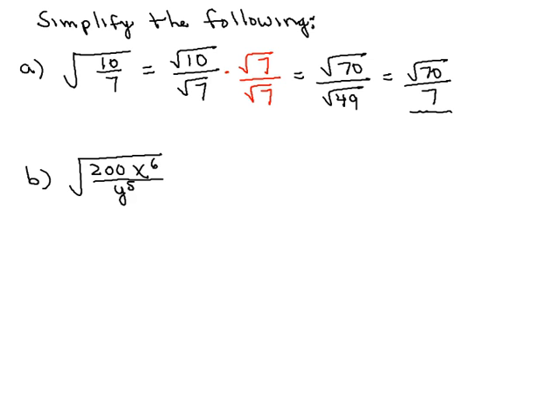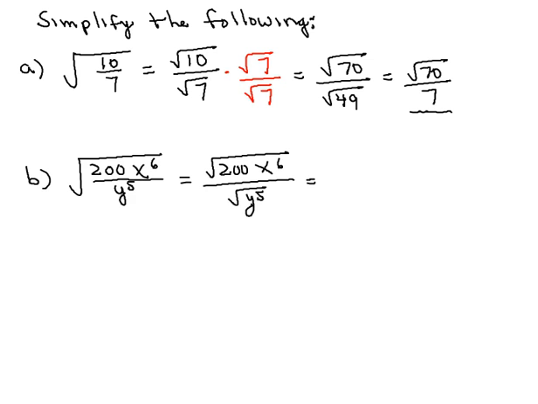And our second example, again, let's look to see if we can reduce that fraction inside, which we're not able to do. So we'll rewrite this then as the square root of 200 x to the 6th divided by the square root of y to the 5th. Now what we'll do is to try to simplify each radical first before we go any further.